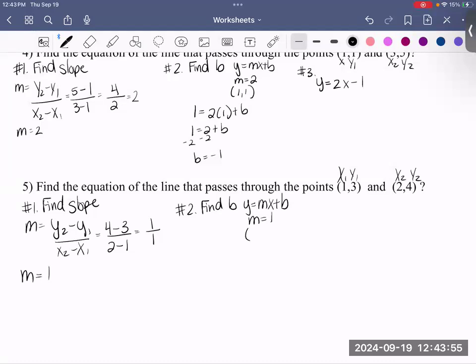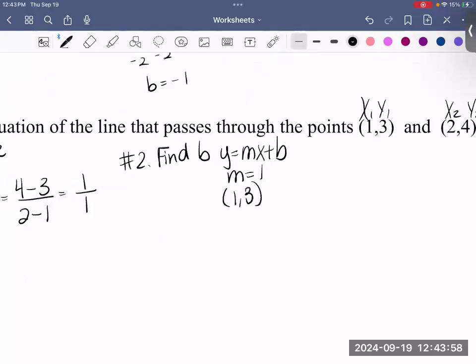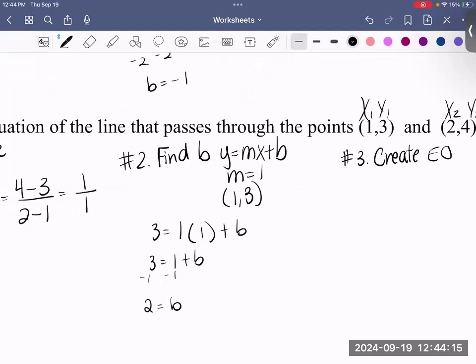I'm going to choose the point 1, 3. It just looks nicer to me. So you have 3 is equal to 1 times 1 plus b. 3 is equal to 1 plus b. 2 is equal to b. Create equation. Yeah, 1, b is 2, y equals mx plus b. And there you go.